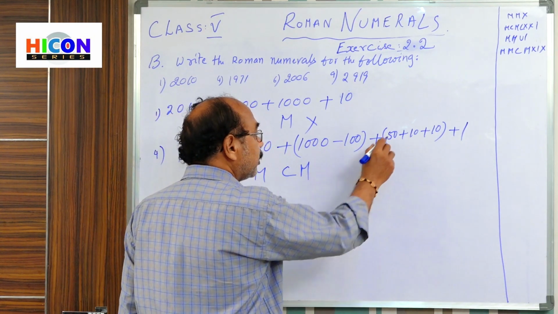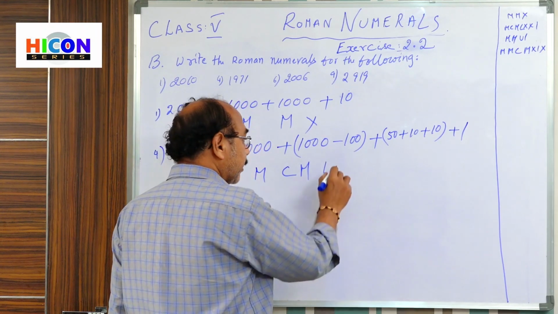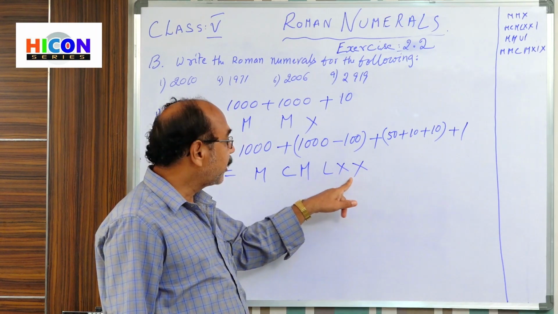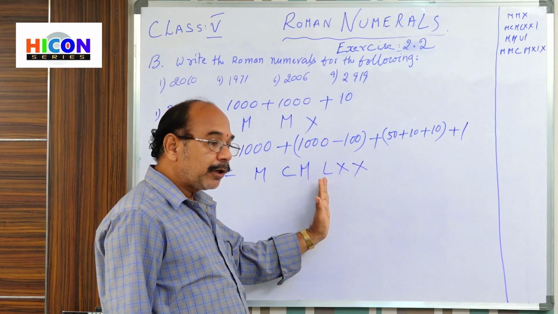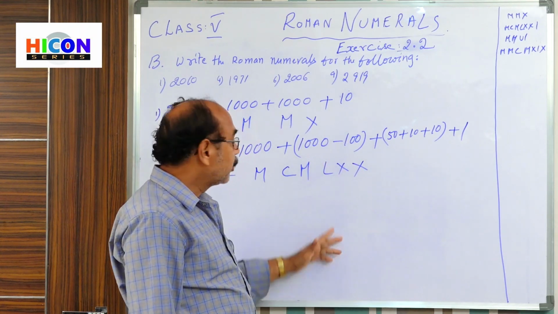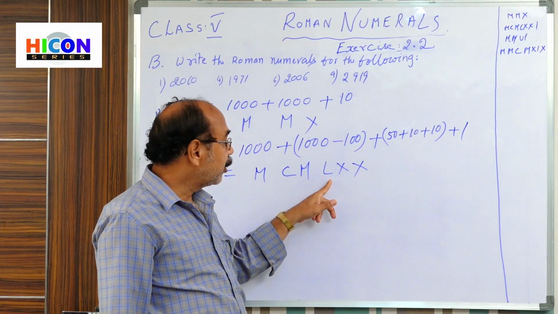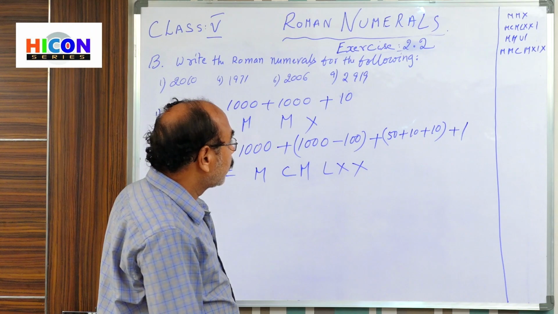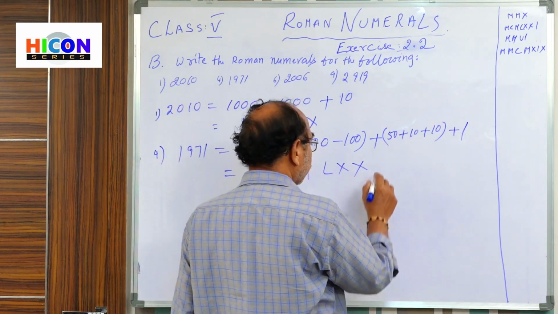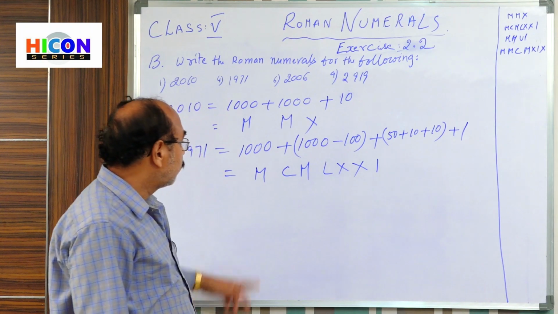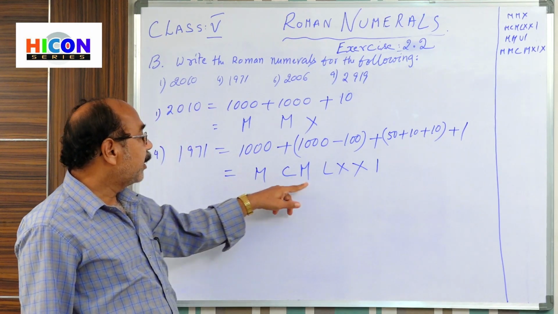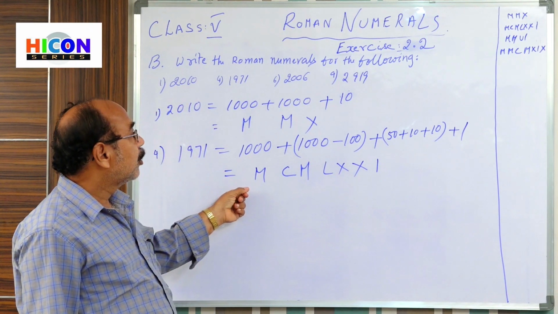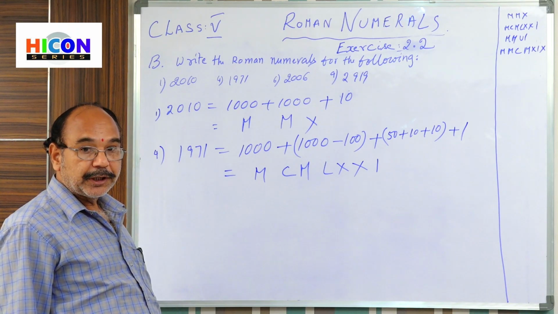Now, L for 50, X for 10, X for 10: 50 plus 10 plus 10 are added here. Why? Because the bigger number is L, and on its right side the smaller number is there. That's why we add. Next, the last one: 1 is there, so 1 is I. So this is the Roman number for 1970.